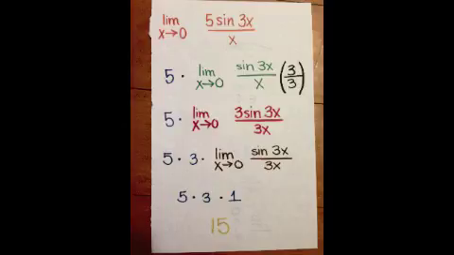But since we don't have that, we need to multiply that portion of the problem by 3 over 3. And then we get 5 times the limit as x approaches 0 of 3 sine 3x over 3x. Now we have another constant that we can pull out using the constant multiple rule, so we put the 3 out in front and multiply it times the 5 times the limit. So now we have the limit as x approaches 0 of sine 3x over 3x. And this is basically the same general idea as the limit as x approaches 0 of sine x over x. So this limit is going to be equal to 1. Next we have 5 times 3 times 1, which is equal to 15.